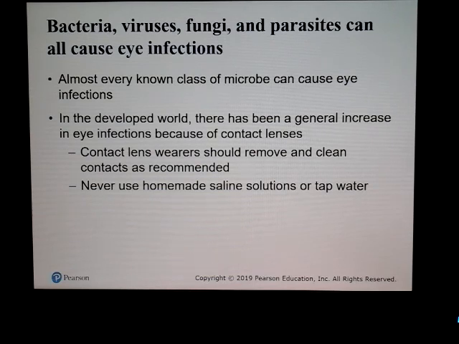So there's a lot of different microbes, as I said before, that can cause it. People that wear contacts have to be very careful. If you're using reusable ones, clean them very well. Everything has to be aseptic. Don't just clean them with tap water.